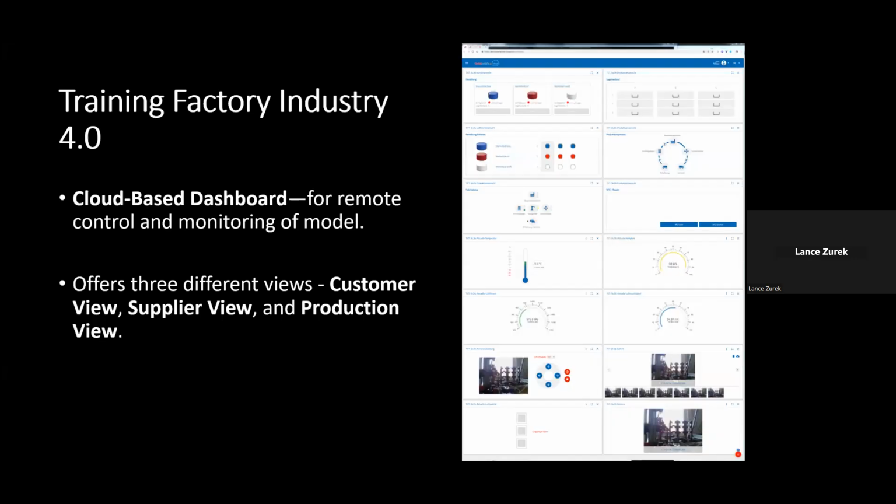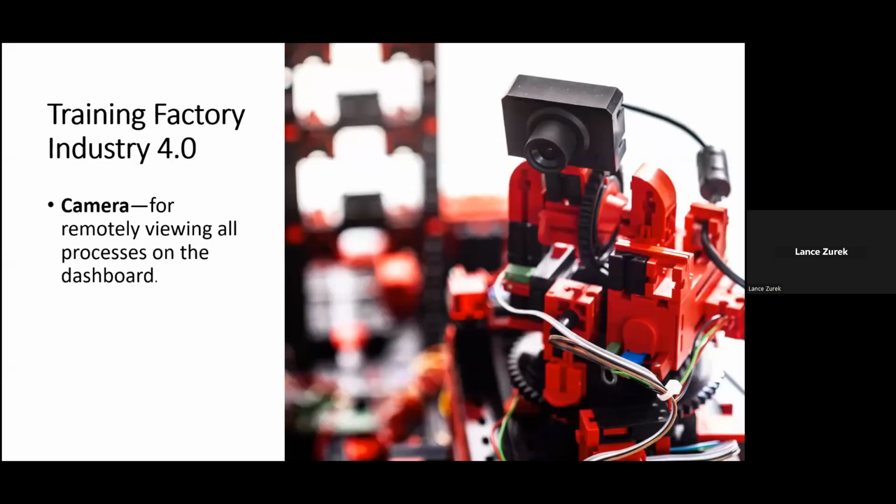Now, as you just saw, the model incorporates many features not found in the models we previously discussed, most notably the use of the cloud-based dashboard for monitoring and controlling the model. Some other examples would be the camera that's used for visually monitoring the factory functions from the cloud-based dashboard, as well as the environmental sensor, which collects data on variables such as temperature, air quality, humidity, and air pressure.